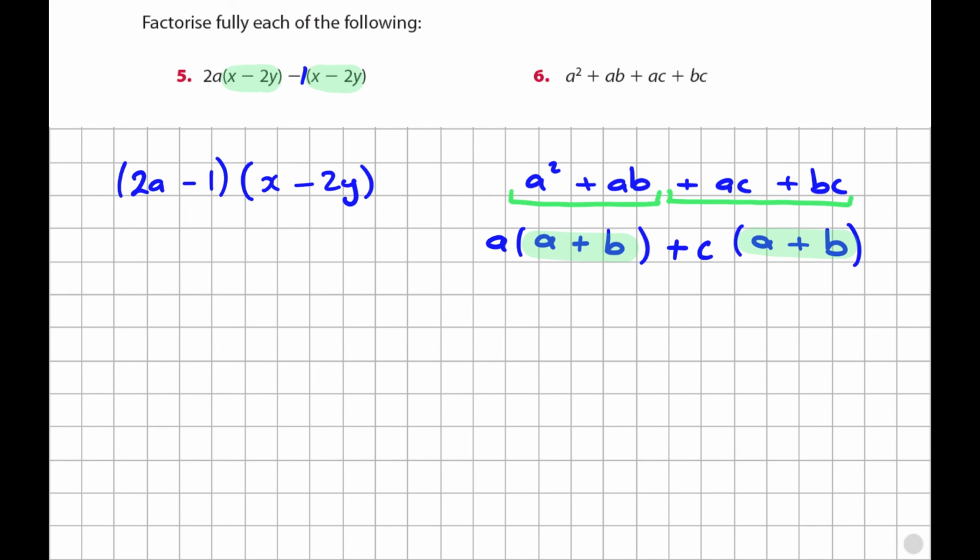So I can write that down as A plus C times A plus B. And the reason I can do that is because if I was to expand that, I'd say the first term, which is A, times everything in the second, and the second term, which is plus C, by everything in the second. Okay?